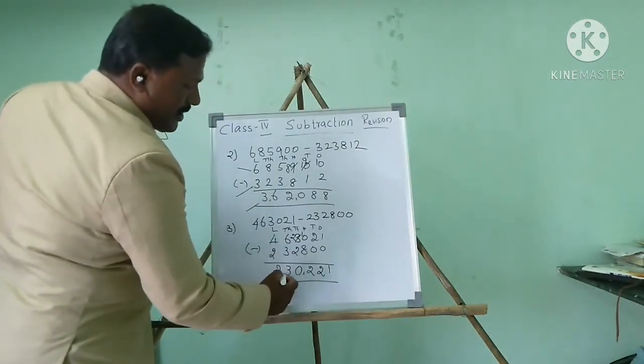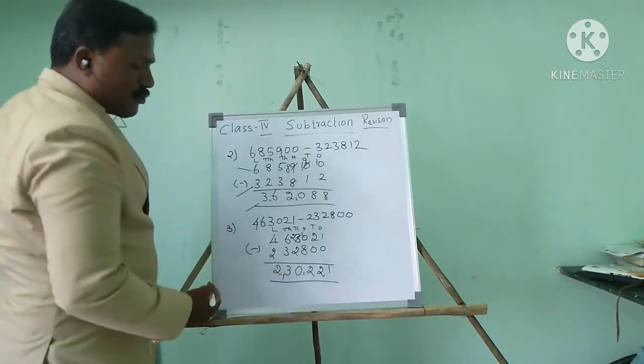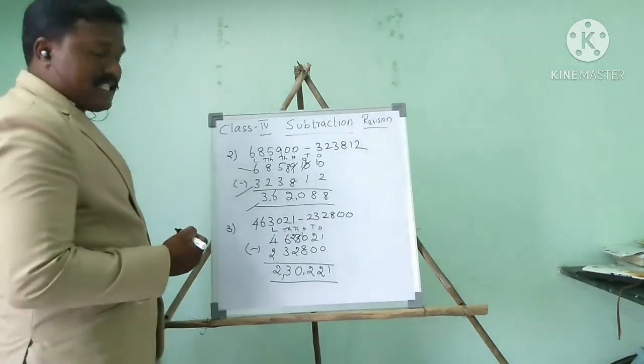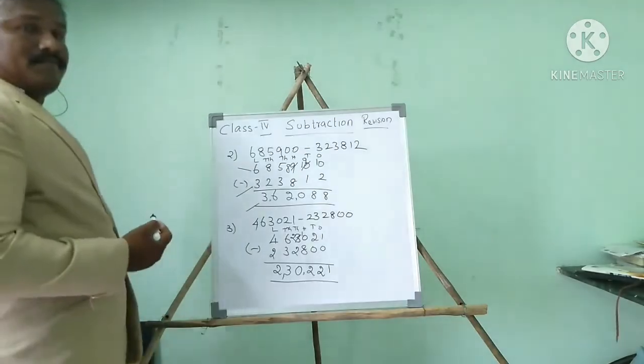So as per the Indian place value system, how can we read? Ones, tens, 100, 1000, 10,000, lakh. So 2 lakh, 30,000, 221 is the difference. Okay. So it's a minuend, it's a subtrahend, it's a difference.